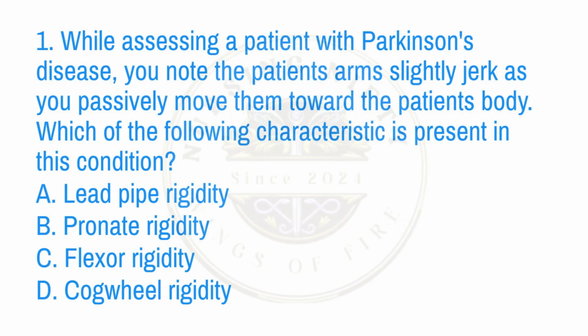Question number 1. While assessing a patient with Parkinson's disease, you note the patient's arms slightly jerk as you passively move them towards the patient's body. Which of the following characteristics is present in this condition? Options: Option A, lead pipe rigidity, B, pronate rigidity, C, flexor rigidity, and D, cogwheel rigidity. So here the right answer is option D, cogwheel rigidity. It occurs when the arms are passively moved, which will cause them to jerk slightly.